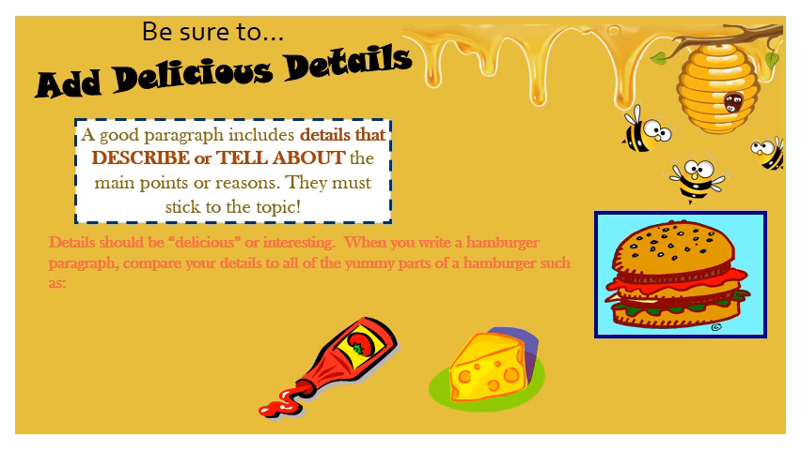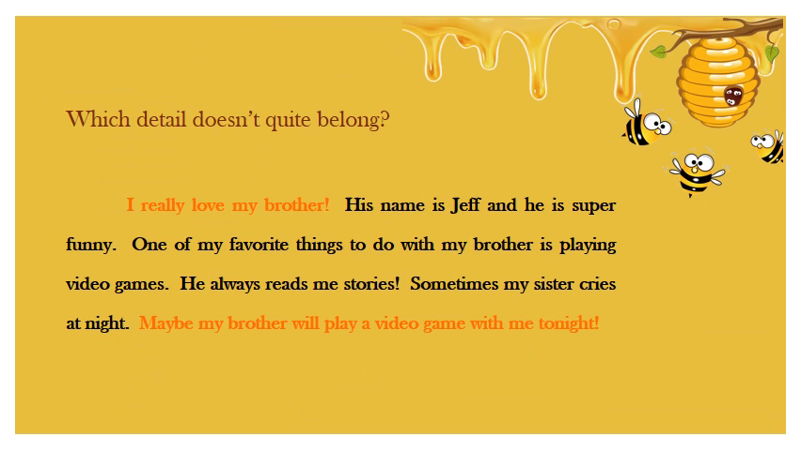Details should be delicious or interesting. When you write a hamburger paragraph, compare your details to all of the yummy parts of a hamburger, such as the lettuce, tomato, cheese, and meat. Which detail doesn't quite belong, okay? In order to avoid writing unrelated details, I put this example for you. Let's read it and try to figure out what is the unrelated detail.